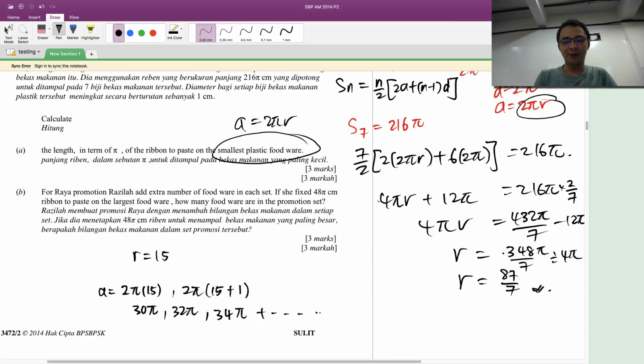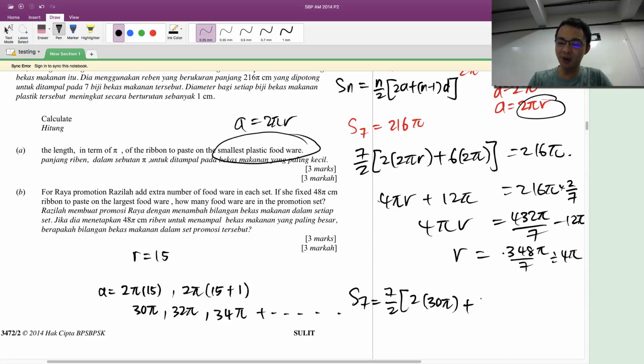Continue. This is if our r is, so I'm trying to do the S7, see whether I can get 216 or not. Then I can show the answer is correct or not. So it's 7 over 2, 2a, my first term is 30 pi, plus n minus 1, so n minus 1 is 6. d is 2 pi. Yeah, we want to show this one, what answer we get. If we get 216 pi, it means I got something wrong just now. Okay, over here is 60 pi plus 12 pi. So this one will be 72 pi.